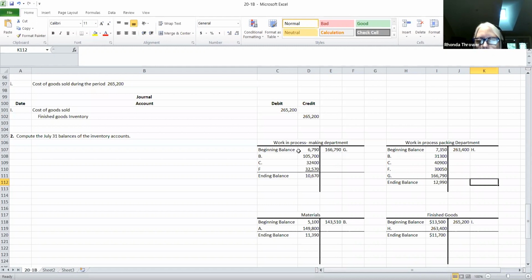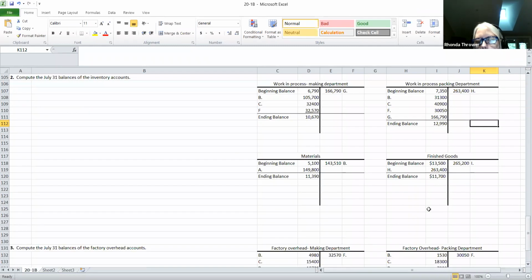In the ledger, it's the same thing. The T account just makes it a little bit shorter for you to see. And so all we did is we posted our journal entries from above into our ledger accounts, and we balanced those. Materials, which is an asset account, should have an ending debit balance. Finished goods, which is also an asset account, has an ending debit balance.